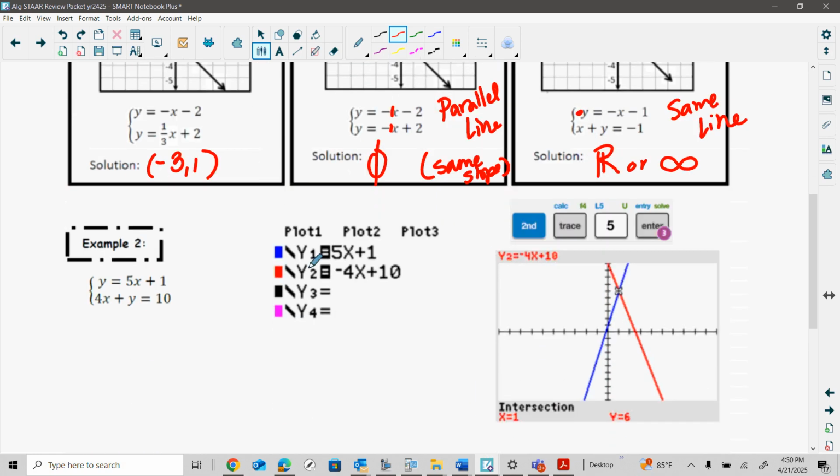And then this is just reminding you how to do this in the calculator. You put the first equation in, make sure it's in y equals form. The first one I can do, and then they went ahead and did y2, but we would have to solve this for y by subtracting 4x on both sides of the equal sign. Good job. So y equals -4x plus 10, which is what they've already given us right here. And then it reminds you to hit second, trace, and then 5, which is intersection, and enter 3 times.